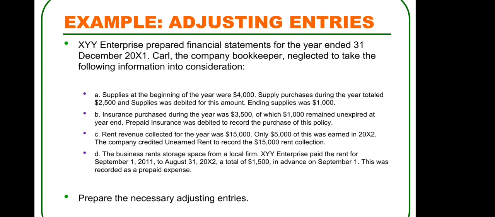When the business pays 1,500 on 1st of September, the asset prepaid rent is 1,500. But at the end of the year, 500 has become an expense, rent expense. So you have to show the account prepaid rent has decreased by $500. So that is the adjusting entries for this sample question.